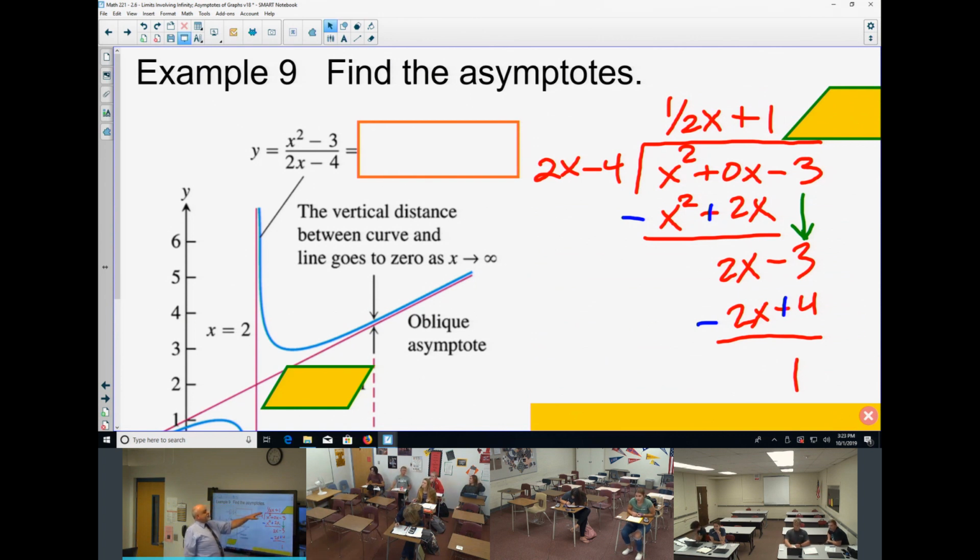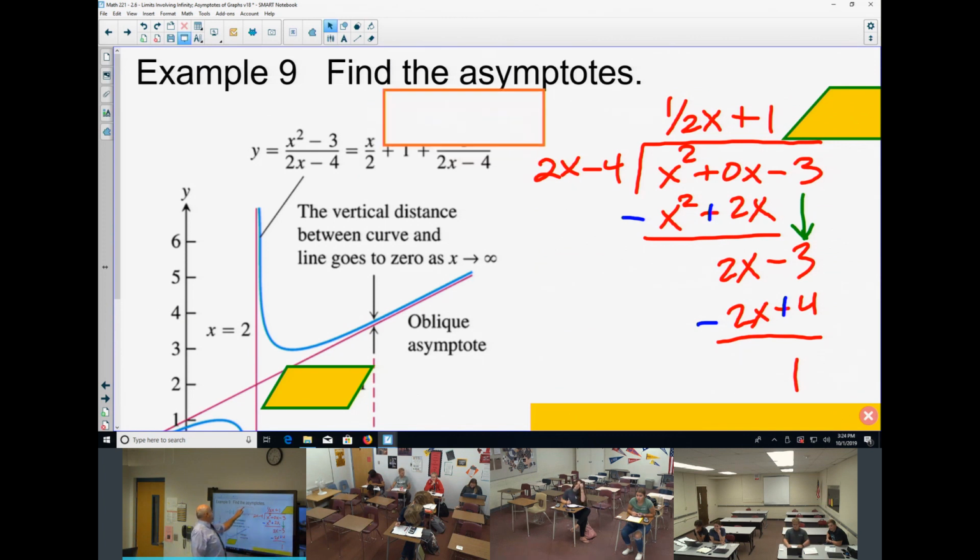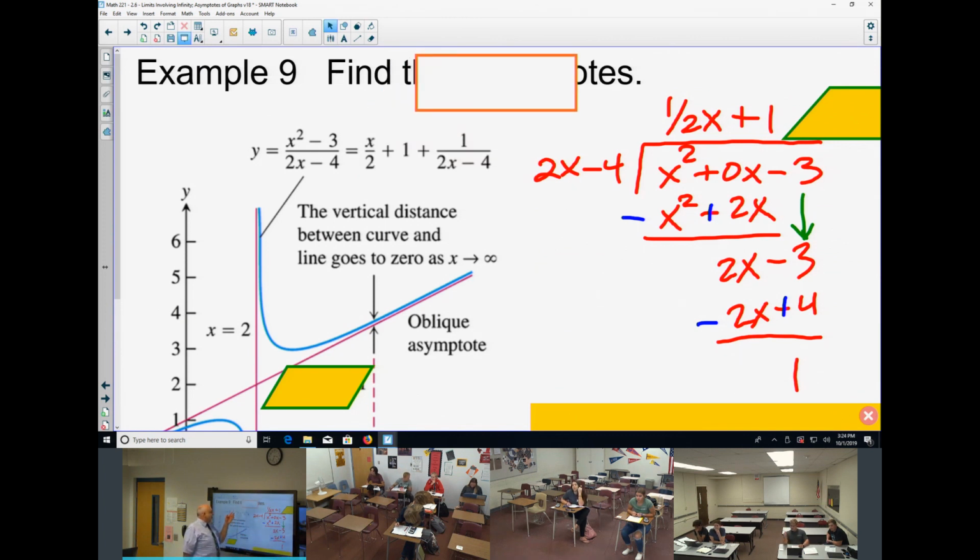And in this, you ignore the remainder. So this quotient right up here, y equals that, is the slant or oblique asymptote. And so it is x over 2 plus 1, or 1/2 x plus 1. So that is the equation of this oblique asymptote. Okay? And so that's a guide to help you know where the graph goes.